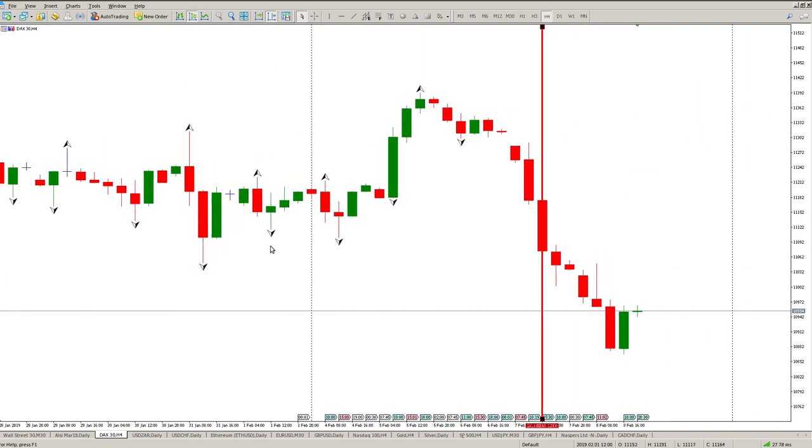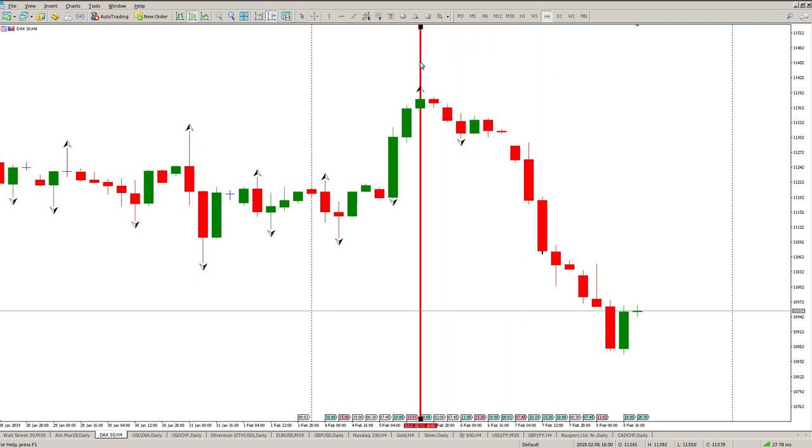The second thing about fractals is if I have a fractal, and I'm going to try and highlight this here, we're going to look at this fractal here on a lower time frame.